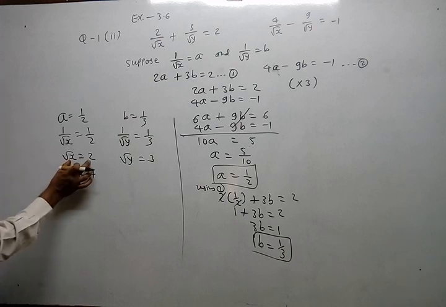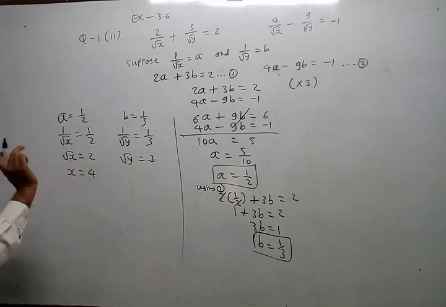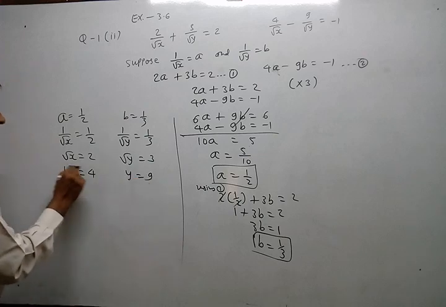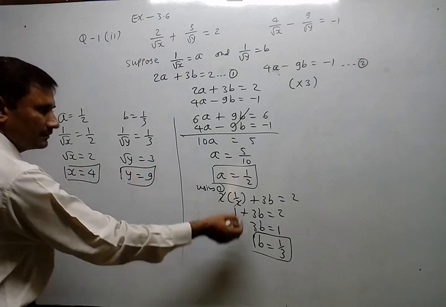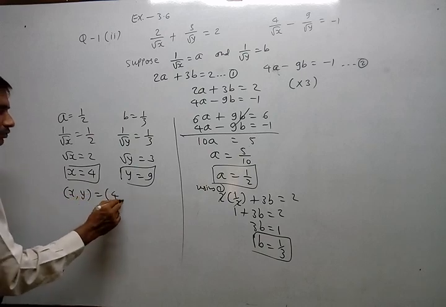Okay, I am making square both sides. Root x square is x, and 2 square is 4. Root y square is y, and 3 square is 9. So these are our final answer, not a and b. Okay, so write down x, y, 4, comma 9.